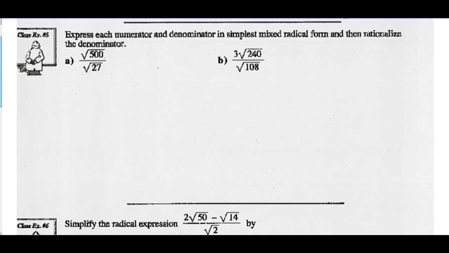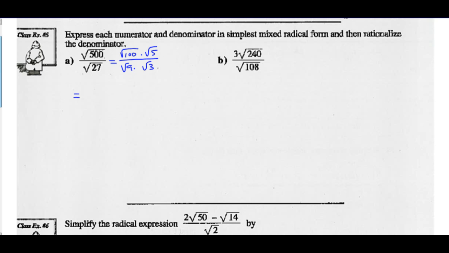Express each numerator and denominator in simplest mixed radical form, then rationalize the denominator. So step 1 tells us to simplify the radicals first. So square root 500, I can rewrite that as square root 100 times square root 5. And square root 27, that can be written as square root 9 times square root 3.